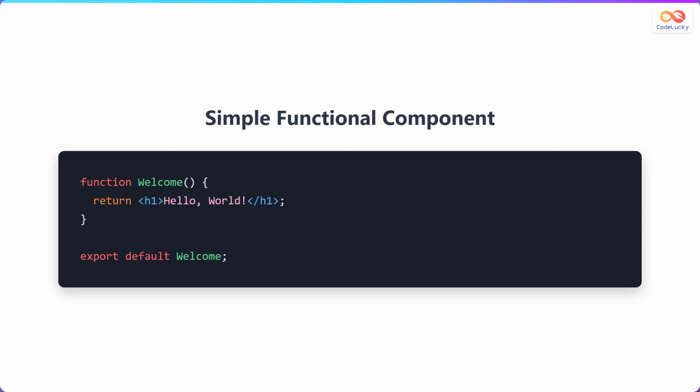Here is an example of a simple functional component. We define a function named welcome. This function returns an h1 heading element containing the text, "Hello, world." Finally, we export the welcome component as the default export, making it available for use in other parts of your application.